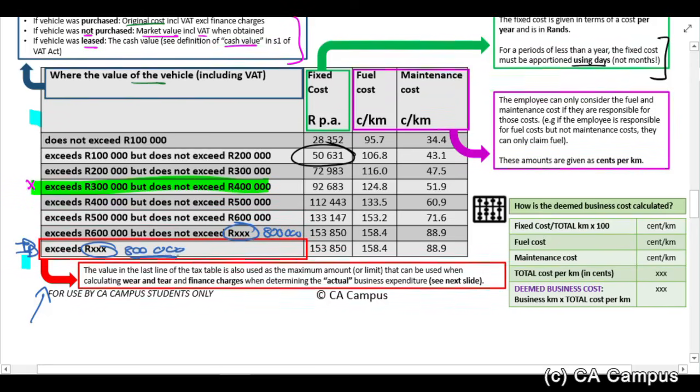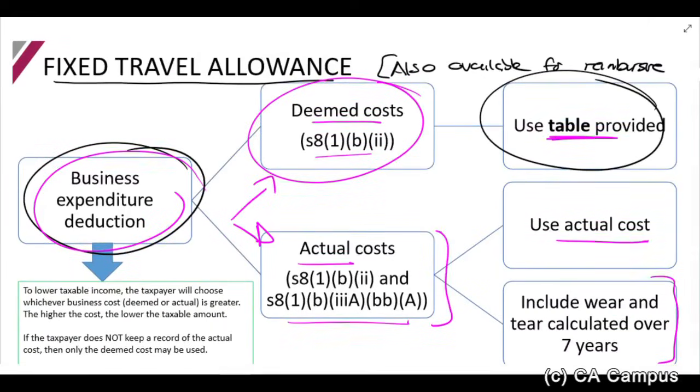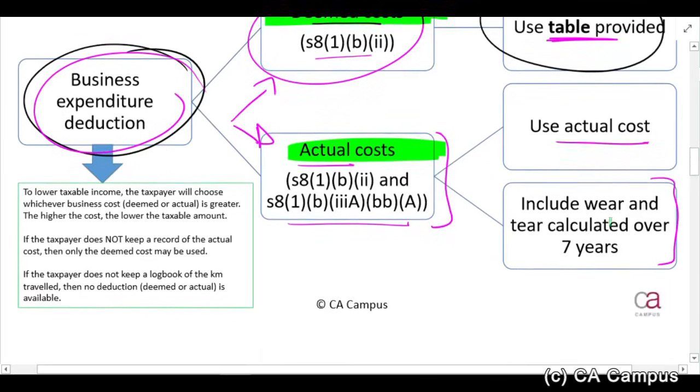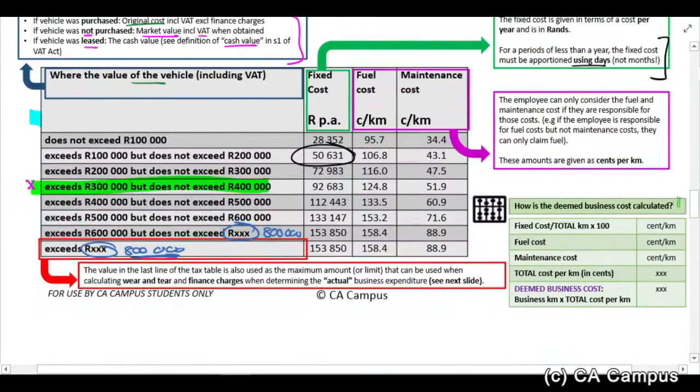So let's say that was 800,000 and you have a vehicle of 1.5 million rands, or a vehicle of 2 million rands, or there's a vehicle of 3 million rands. They all sit in this final category. What is also important for you to note is that when we are looking at actual costs, remember we are now looking here at the deemed costs. When we are looking at actual costs, you are allowed to claim things like wear and tear and finance charges. They will also be limited to whatever is in this line over here. Changes every year. Okay, but we'll talk about that in a moment.